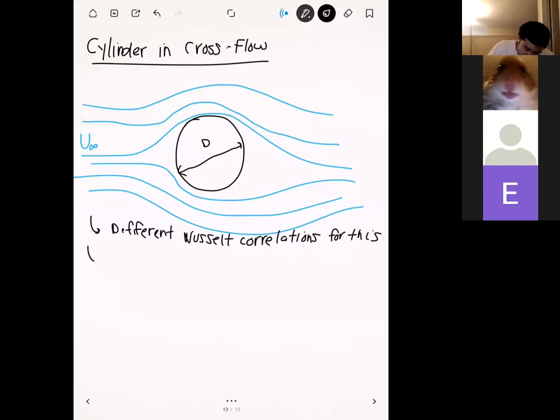Right. And the reason we're going to have different Nusselt number correlations is kind of one big thing, right? Because for the flat plate, what we had always assumed, and it's a very reasonable assumption for a flat plate, is that the boundary layer was always attached to the flat plate. Okay?